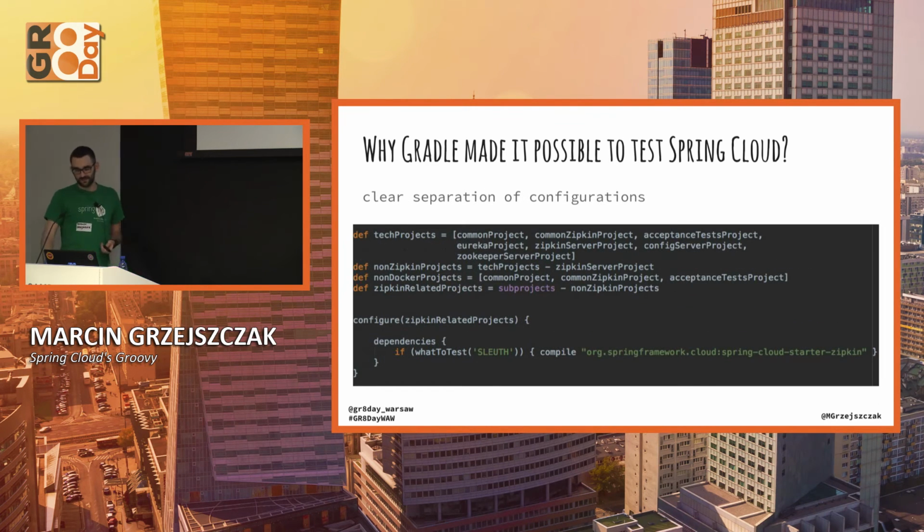What I really liked about the Gradle setup is, let's say, the clear separation of configurations. So I could create lists of projects that are either Zipkin related, non-Docker projects, non-Zipkin projects. So it's obvious, clear, and concise which part you are actually configuring, right? You cannot be more explicit: configure Zipkin related projects, right? You can read it like a book. And here you have another example: if you have a Zipkin related project and you passed in the what to test equals sleuth parameter, then you should add Zipkin.